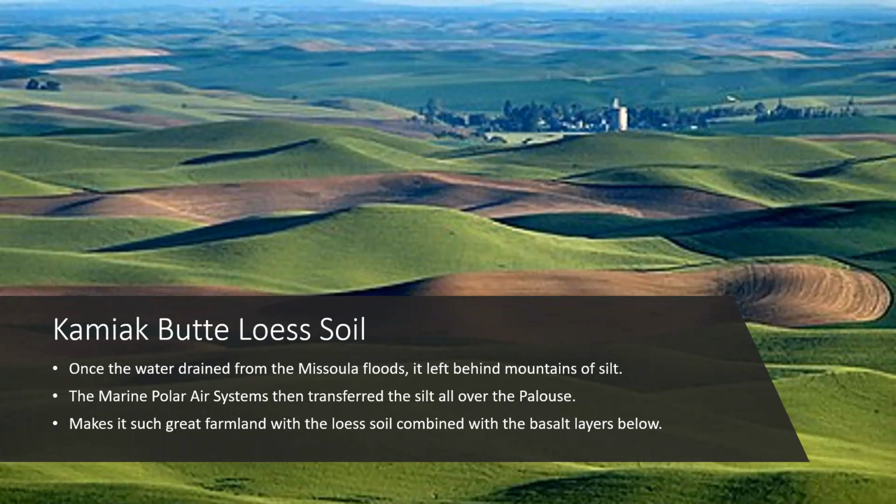However, this ended up benefiting eastern Washington in the long run. When the water from the Missoula floods drained out, it left behind mountains of organic matter and silt. The marine polar air systems then dispersed the silt all over the Palouse. This created the loess soils found all over the Palouse. The loess soils combined with the basalt is what makes the Palouse such a great farmland for wheat and other crops.